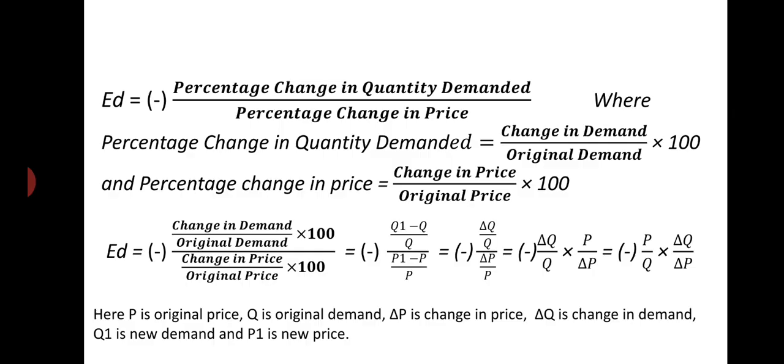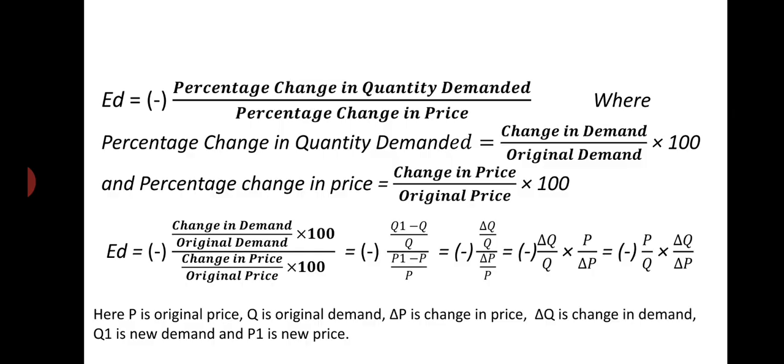So what is elasticity of demand? Put the formula percentage change in quantity demanded by percentage change in price, that is equal to change in demand divided by original demand into 100, whole divided by change in price by original price into 100. When we symbolize them, change in demand is Q1 minus Q and original demand is equal to Q, change in price is P1 minus P and original price is P, and Q1 minus Q is equal to delta Q and P1 minus P is equal to delta P.